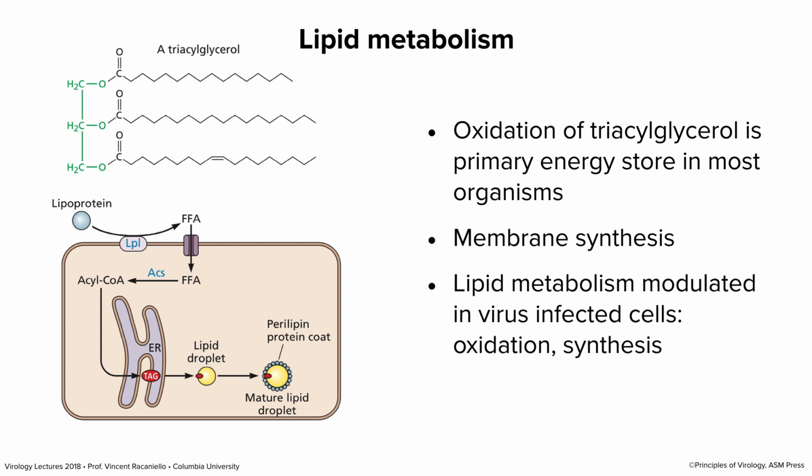This triacylglycerol at the top left here is a primary energy store. It can be oxidized to provide energy, and of course it's often stored in the form of lipid droplets. Viruses require this for membrane synthesis. Now in us, triacylglycerols are carried in our blood on lipoproteins. These can adhere to the plasma membrane of cells. There's a lipoprotein lipase that will break down this triacylglycerol into free fatty acids, which can then feed into acetyl-CoA, and you can give rise to energy and lipid production, or it can be converted back to triacylglycerols in the cell and stored as lipid droplets.